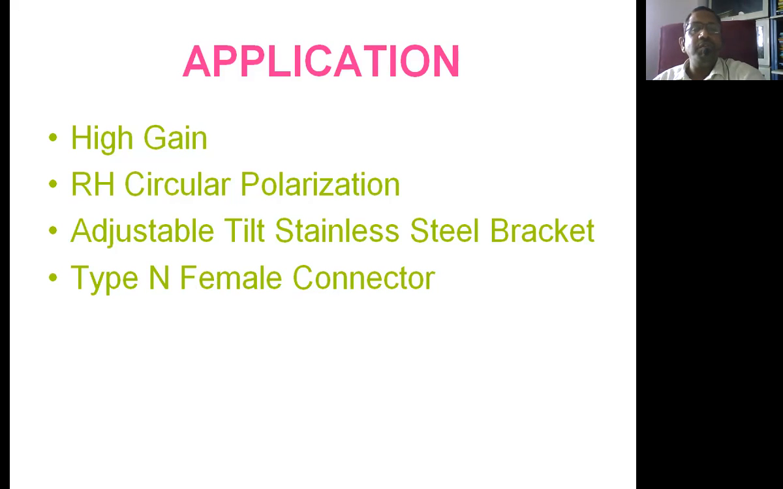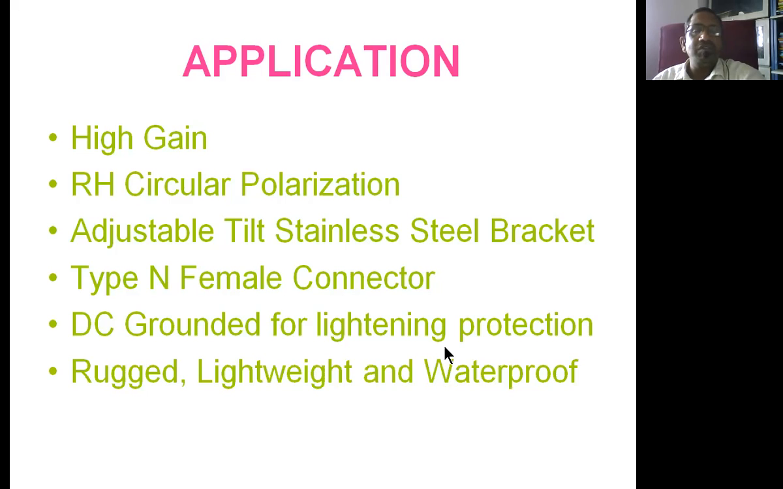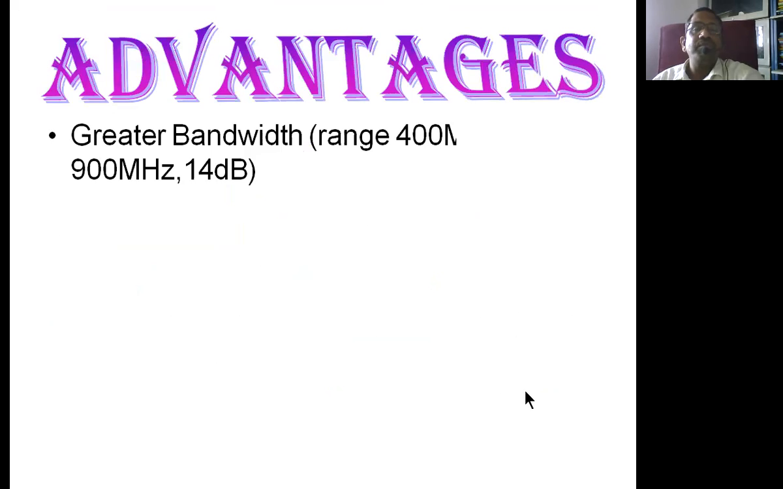Wherever we have female N type connectors, we use this type of antenna. We can use this antenna for applications like DC grounded lightning protection also, and it is a rugged, lightweight, waterproof antenna. That means even if rain is falling on the antenna, no damage is going to happen. The weight is not that high, and it is waterproof.